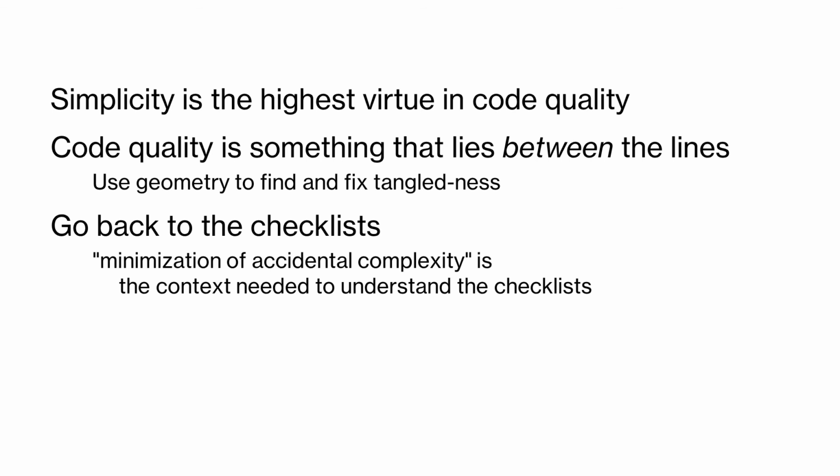I hope this geometric way of thinking about code quality is useful, and I hope thinking of code quality as a property of something that lies between the lines and not on the lines is also useful. It is definitely a different way of thinking about code quality, and it also completely removes you from this checklist. But I do encourage you now to go back to the checklists with this new understanding to see if you can find the necessary context to make all of these points make sense, because they will make more sense in the context of minimizing accidental complexity. With that way of thinking, the checklists now make sense.